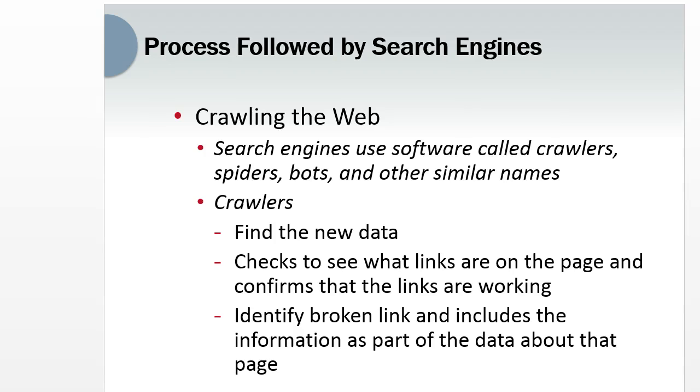One of them is, maybe you've heard about crawling the web. Search engines use software called crawler or spider or bots, and similar terminologies. These automated modules search the web continuously for new data. When you post a new web page, the crawler finds it if it's public, and when you update it again, the crawler finds the new data. Crawler also checks to see what links are on your page and makes sure they work. If the link is broken, the crawler identifies it and includes this information as part of the data about the page.